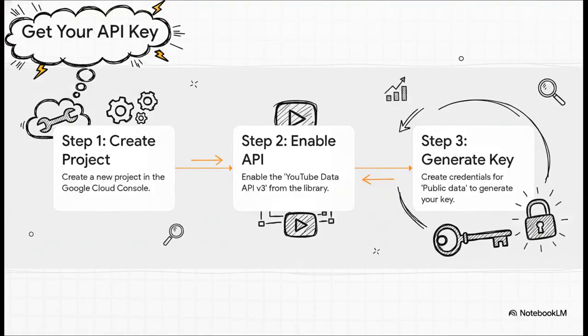Getting this key is super straightforward. It's just a quick 3-step process inside your Google Cloud account. You create a project, you enable the YouTube Data API, and then you generate a key for public data. You only have to do this once, and you're set.